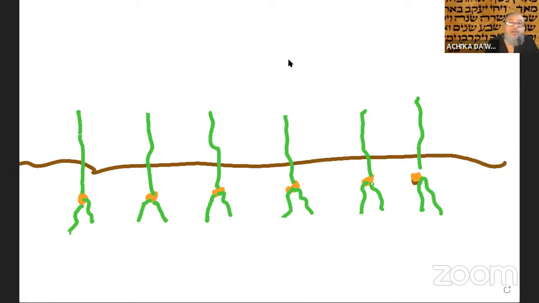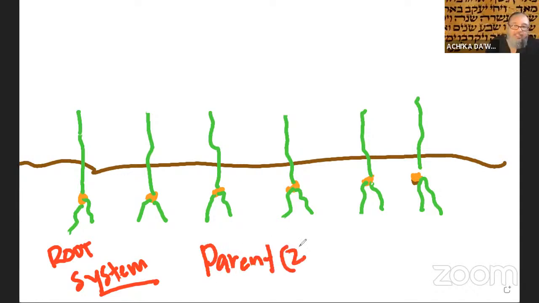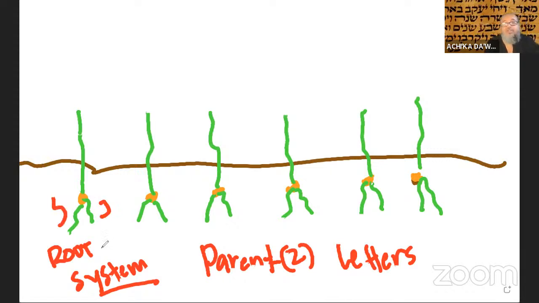On or beneath the ground is the root system. If it's a parent root, how many letters do I have? 2. Because it takes 2 parents. So when I say parent, what I'm talking about are 2 letters, 2 consonants. For example, I'm going to put here a kaf and a lamed. So those are the parents, a kaf and a lamed.